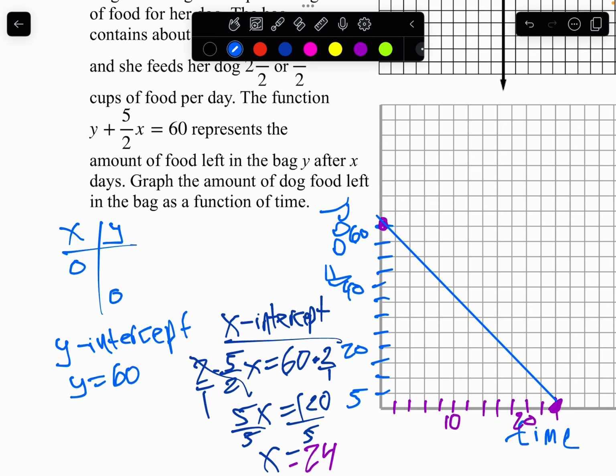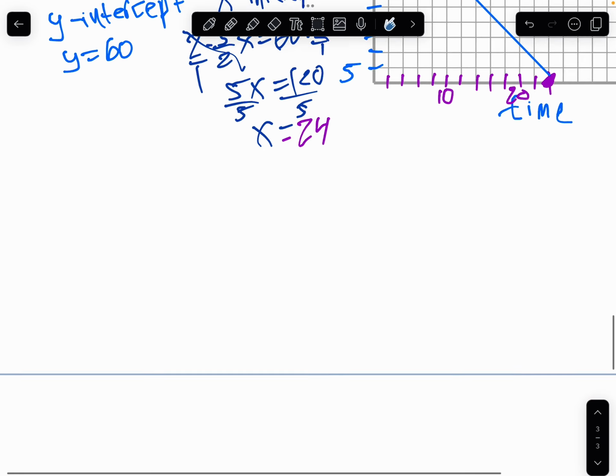I do believe that is our last example. I want to double check. Yes, it is.